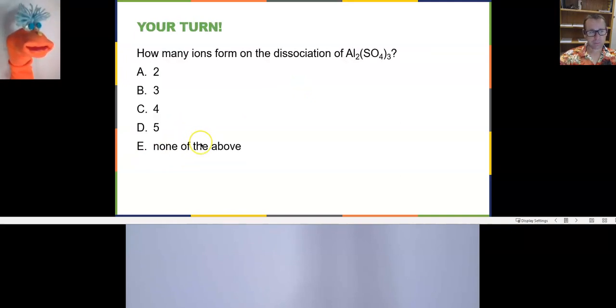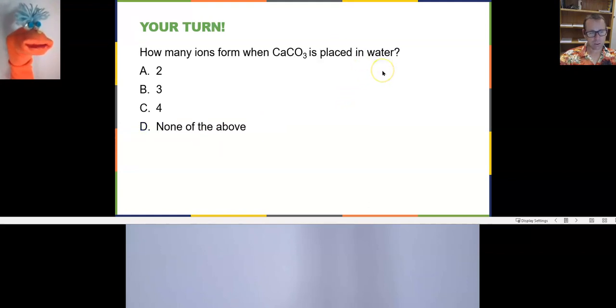Okay, I got it. Let's do one more like that. This one's easy. It's 5. How many aluminum ions? 2 and 3 sulfates. So that's 5. And this one is just 2 ions, right? Just 2 ions.